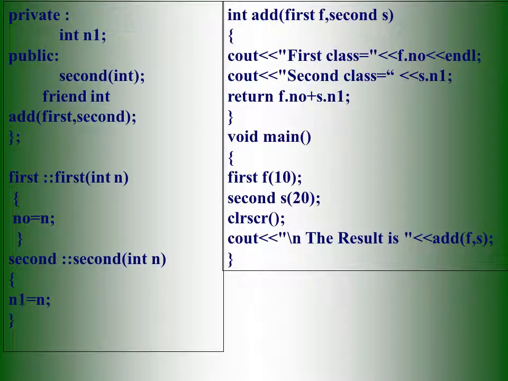Private integer n1, here n1 is a private data member variable, and public second of integer, and we have another function add of first comma second as a friend function. Both the classes can contain the function add of first comma second, and both the functions can use the class as an argument. Here the static data member can be passed as an argument into the functions. Okay, and following that we have to define that function outside of the classes.